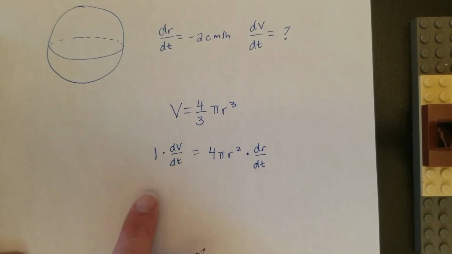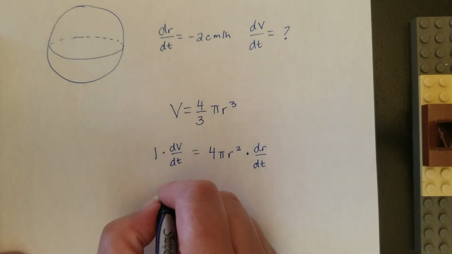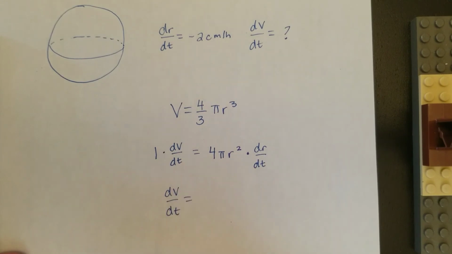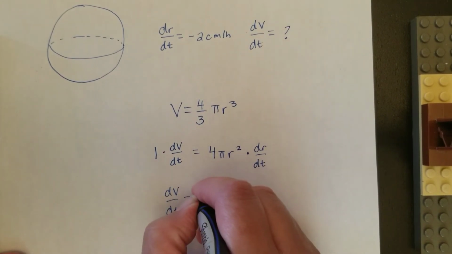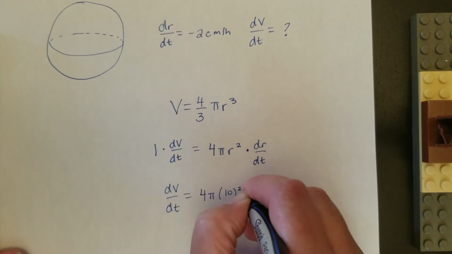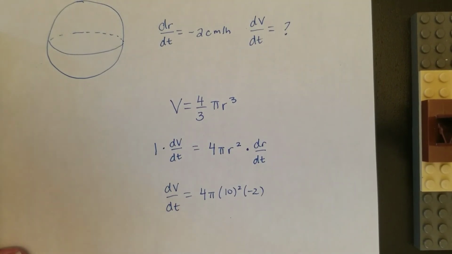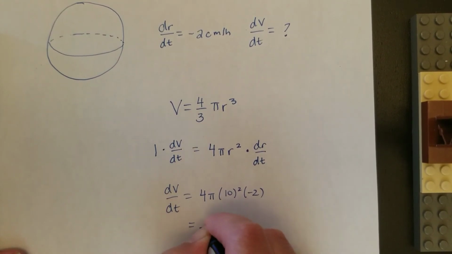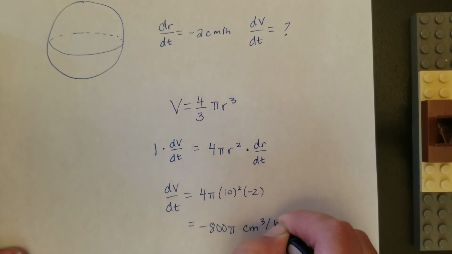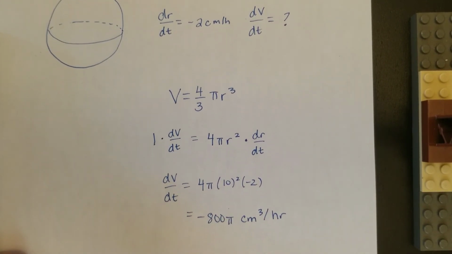And now again, we just substitute in all the numbers we know and solve for dv dt, not even any real rearranging or anything. 4 pi times 10 squared times -2. So that's -800 pi centimeters cubed per hour. Make sure you're careful with your units there. We were measuring centimeters per hour from the radius, so the volume would be centimeters cubed per hour.